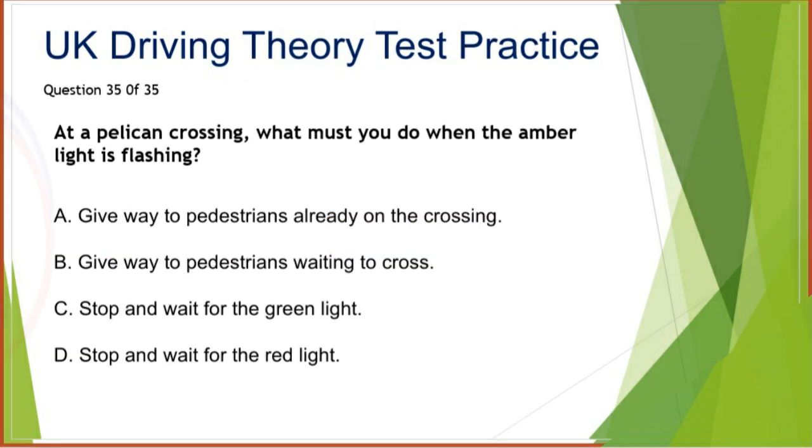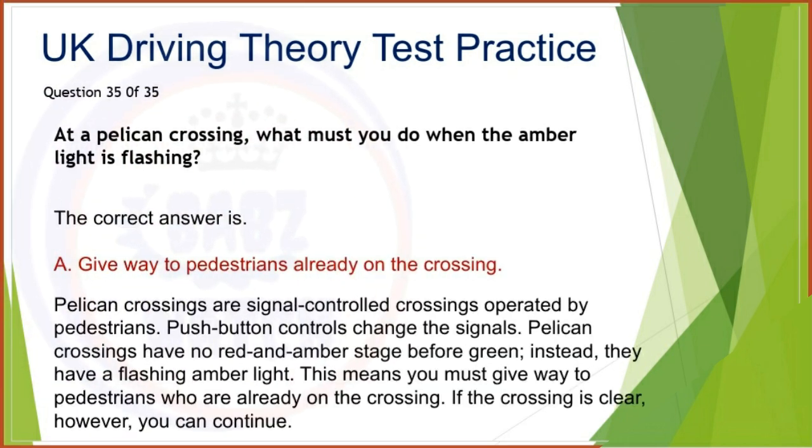Question 35 of 35. At a Pelican Crossing, what must you do when the amber light is flashing? A. Give way to pedestrians already on the crossing. B. Give way to pedestrians waiting to cross. C. Stop and wait for the green light. D. Stop and wait for the red light. The correct answer is A.